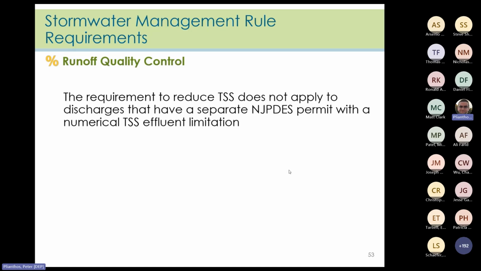There is also an exemption from the requirement to reduce TSS. The requirement to reduce TSS does not apply to any stormwater runoff in a discharge regulated under a numeric effluent limitation for TSS imposed under the NJPDES rules. If there is a separate NJPDES permit, it has to cover the same area and the same runoff flow that would have been subject to the runoff quality standard.